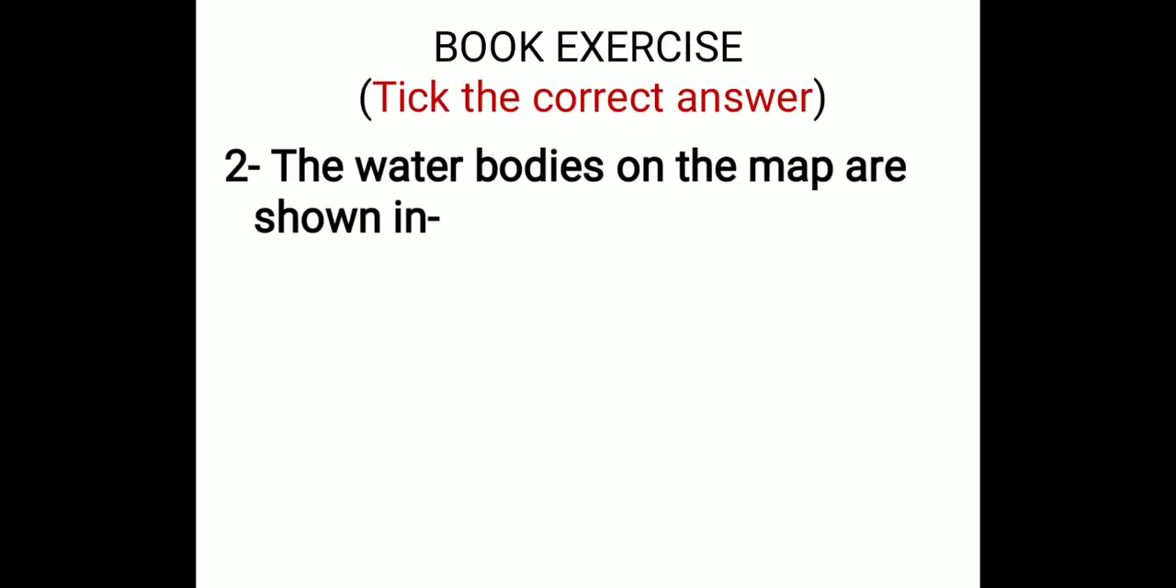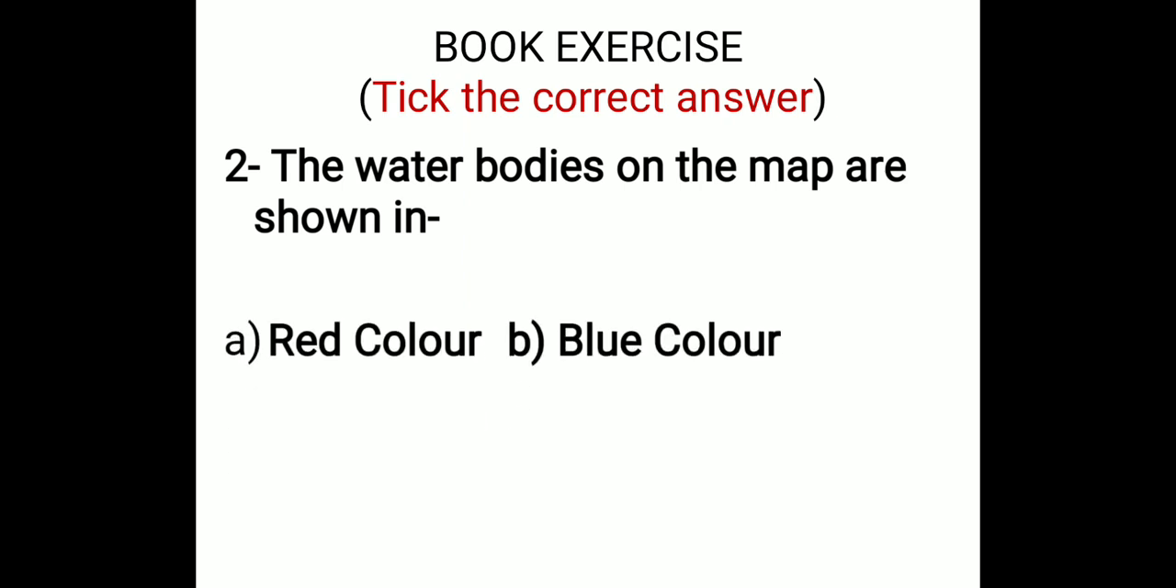Now question 2. The water bodies on the map are shown in, options are A, red color and B, blue color. What is the answer, students? The water bodies on the map are shown in red color or blue color? And the answer is blue color. The water bodies on the map are shown in blue color.